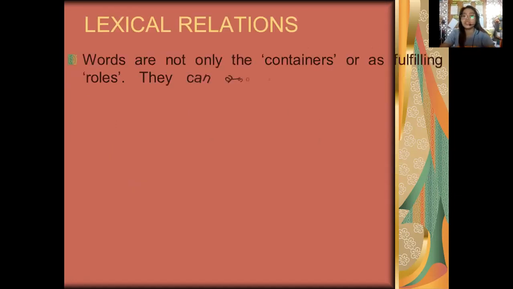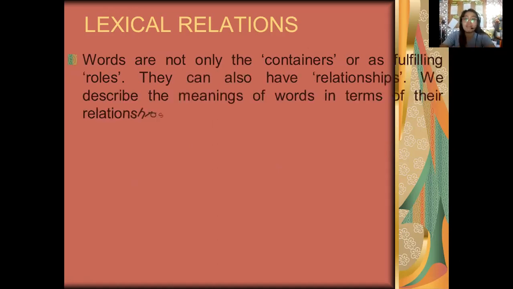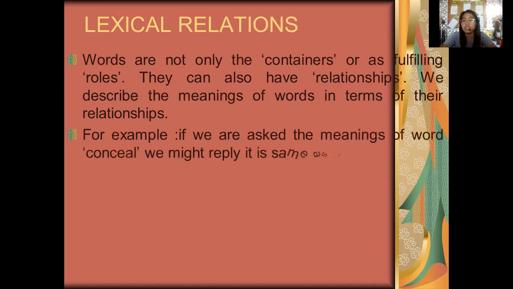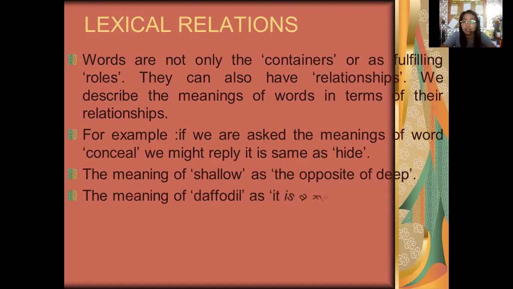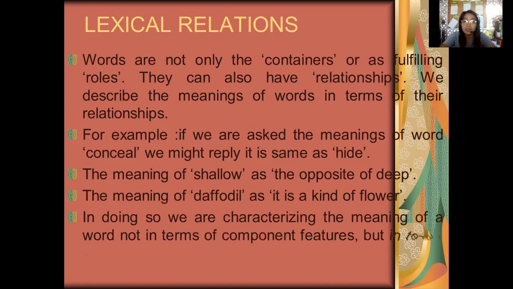So those are the words, not only the containers or fulfilling roles, they can also have relationships. We describe the meanings of words in terms of their relationship. Diba? We are done na po with the semantic roles and semantic features. This time is the semantic relations naman po tayo. For example, if we are asked the meaning of the word conceal, we might reply it's the same as hide. So, the meaning of shallow is the opposite of deep. The meaning of daffodil is that it is a kind of flower. In doing this, we are characterizing the meaning of the word, not in terms of components or features, but in terms of relationship to other words.